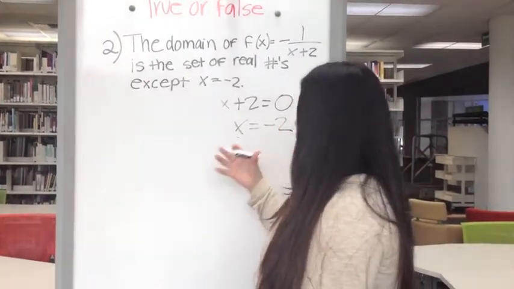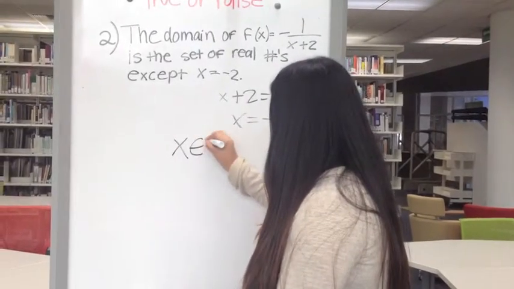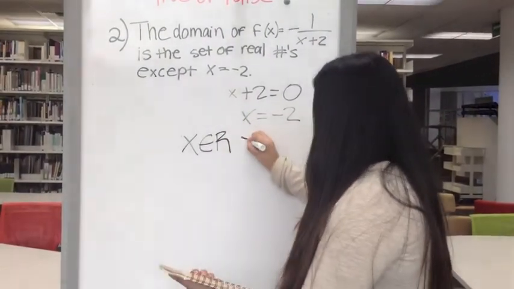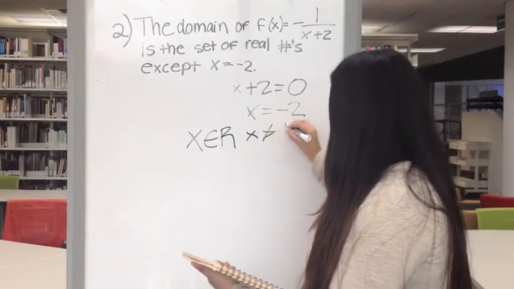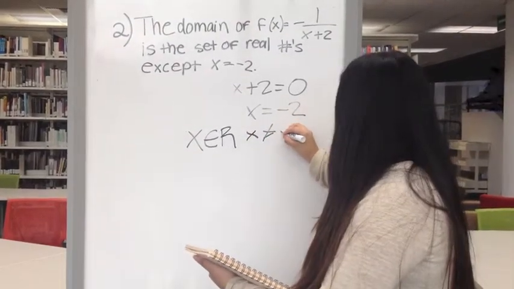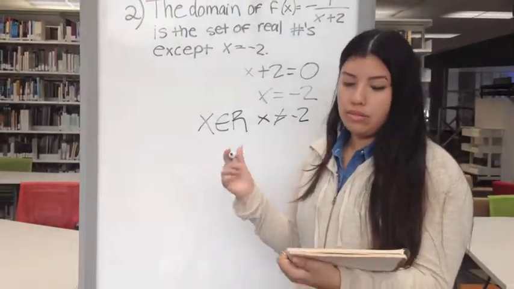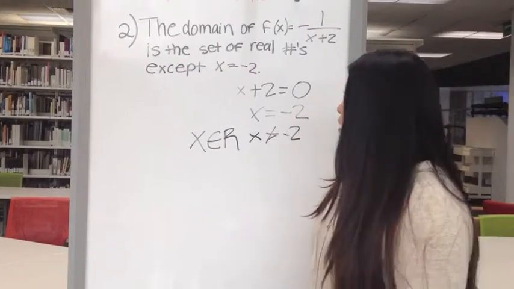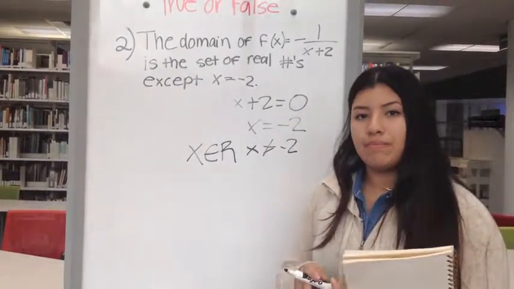So the domain will be all real numbers except negative 2, because you don't have to count that number, and it makes the problem a true statement.